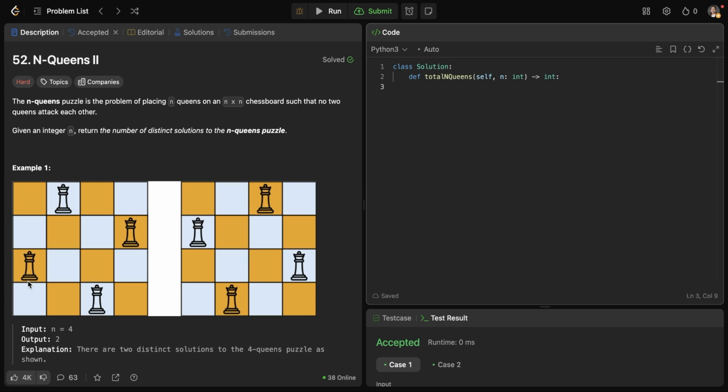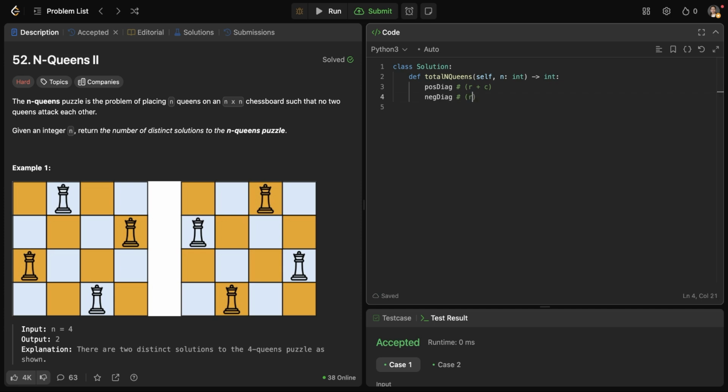And then I'll also need two sets, one for positive diagonal, and one for negative diagonal. For row and column, it's easier. For row, it's just one increment here. For column, it's one increment here. But how do you track positive diagonal and negative diagonal? So that's the intuition behind it. For positive diagonal, you will always find that r plus c remains the same. And for negative diagonal, you will find that r minus c remains the same.